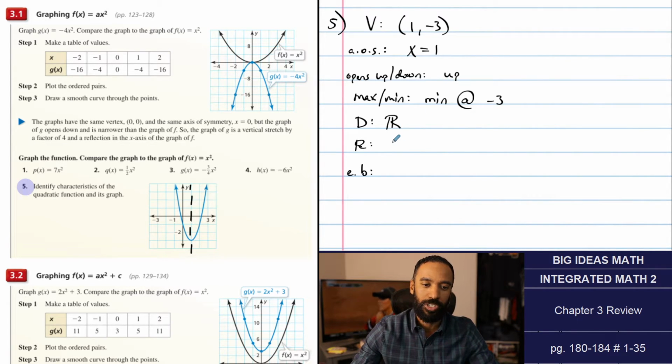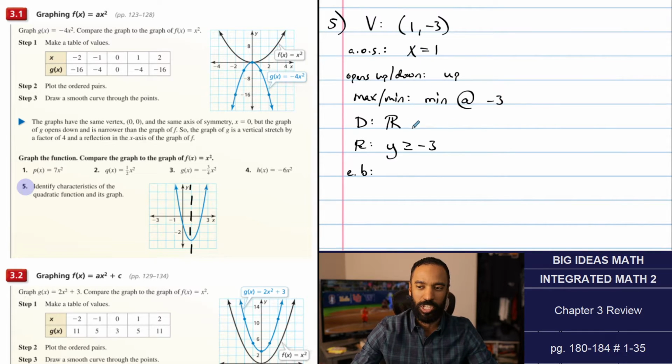Speaking of going up, there is no limit to where it can go upwards, but there's a limit to where it can go downwards. Y values must be greater than or equal to -3, given that that's the min. I definitely overstated on these bits here, but that's okay.